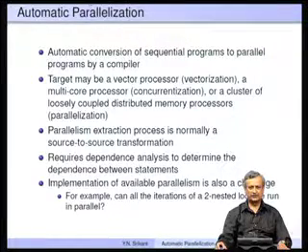So, the target for an automatic parallelizer may be a vector processor, in which case it is called vectorization. It could be a multi-core processor, and we call this process concurrentization, or it could be a cluster of loosely coupled distributed memory processors. So, we call this process parallelization in general.